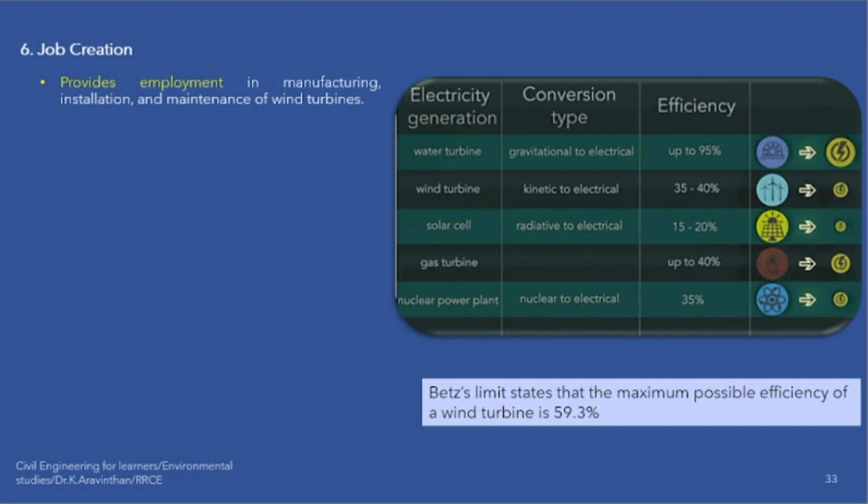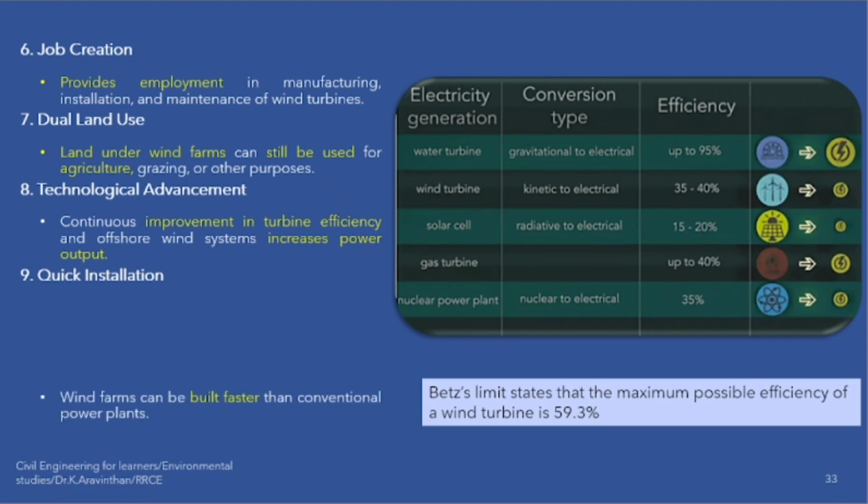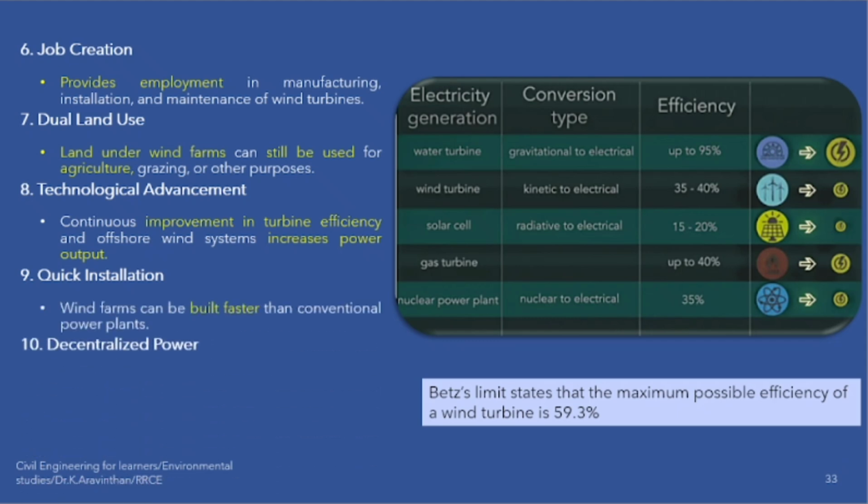Before studying something, I should not say this is the most efficient power plant. No, there are some deficiencies. This is what I am saying. Job creation might be there when you are installing, and when you compare with a coal power plant, it is beneficial. Dual land use: I have told you, land can be used for wind farms and still be used for agriculture. There is no obstruction. Technological advancement: quick installations can be done compared to nuclear and hydroelectric power plants.